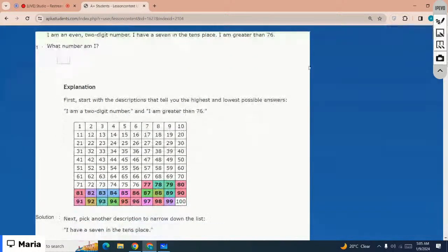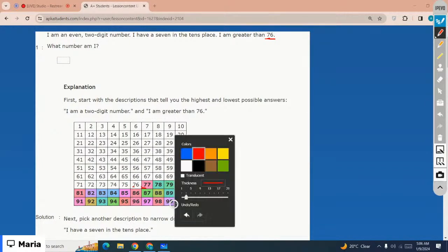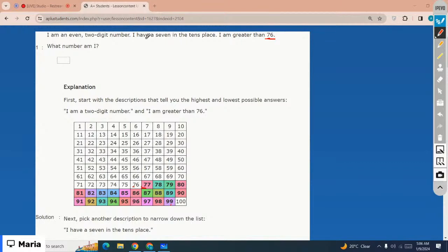You have to see the number must be greater than 76, right? Here is 76. So the number must be a two-digit number starting from 77 until 99. Also, I have a 7 at the tens place, so you have only three options: 77, 78, 79, right? The number must be even. So the even number between 77, 78, and 79 is only 78. Got it? So that means the correct option is 78.